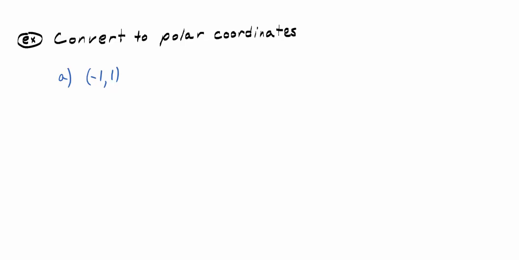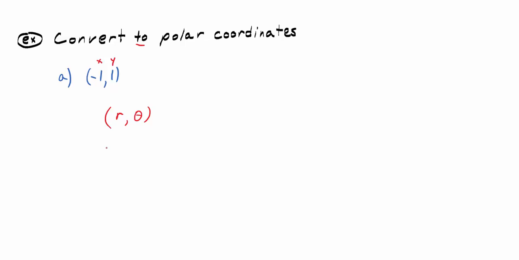Convert to polar coordinates. So what am I telling you then? If I say convert to polar coordinates, what is this negative 1? Is it an r, a theta, an x, or a y? It's an x value, because that means, okay, if we're converting to polar coordinates, that means we're going to be in rectangular coordinates. Is that clear? All right, so what do we need? Awesome. We need r and theta, right?